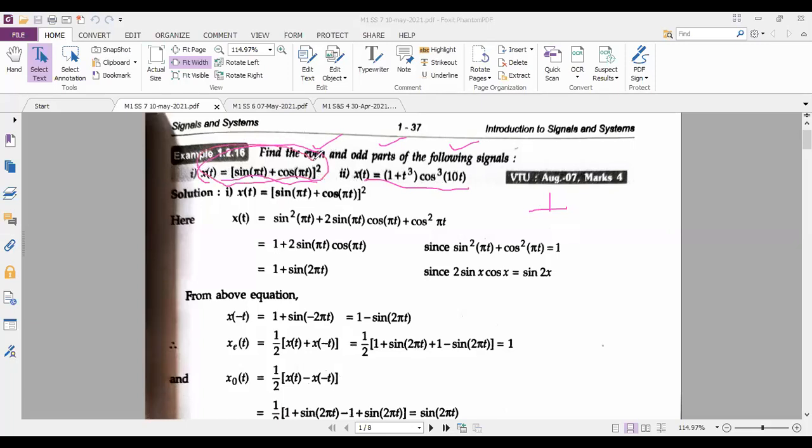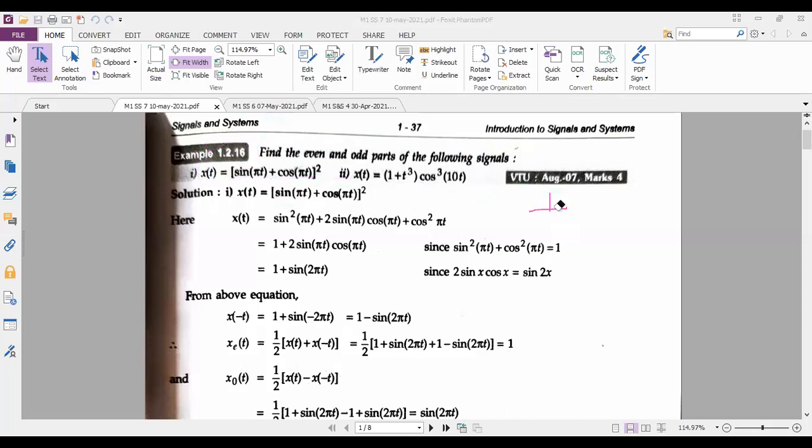The first question is x of t is equal to sine of pi t plus cos of pi t, the whole square. For this I need to find the even part and the odd part. Before that, listen carefully. It is like a plus b the whole square. You have to write this problem in your notes. This is 1.2.16. Make a note in your notebook. It is already forwarded in your classroom app.